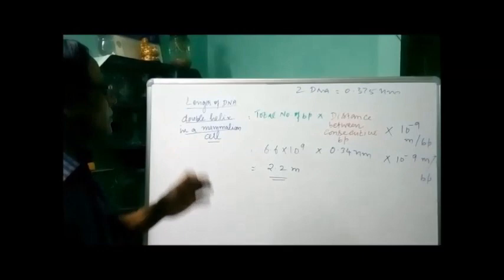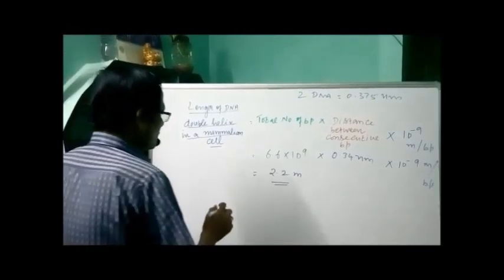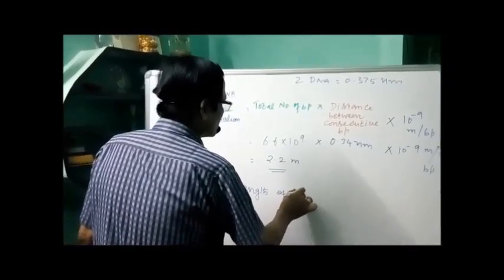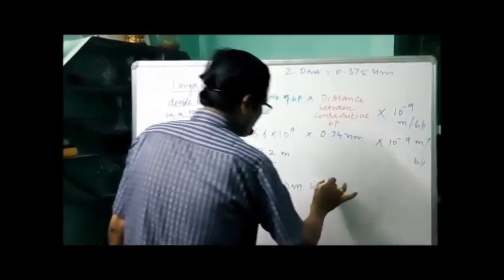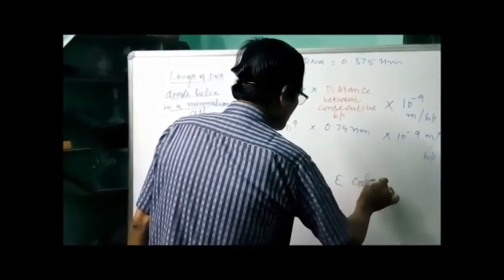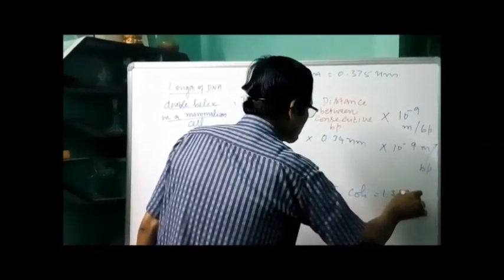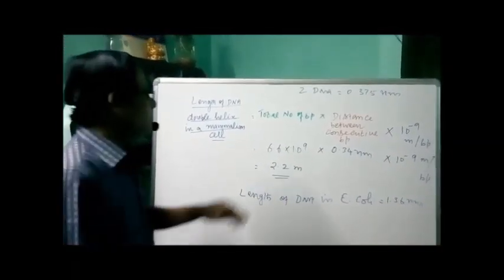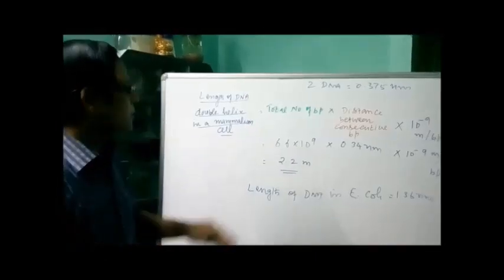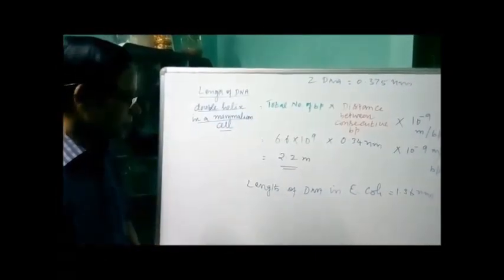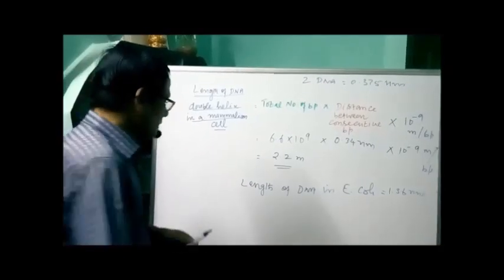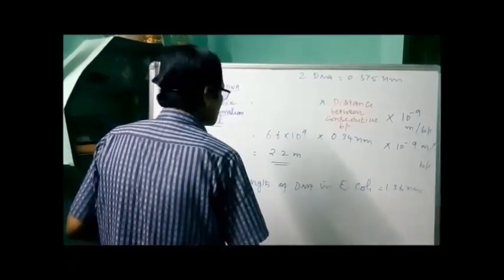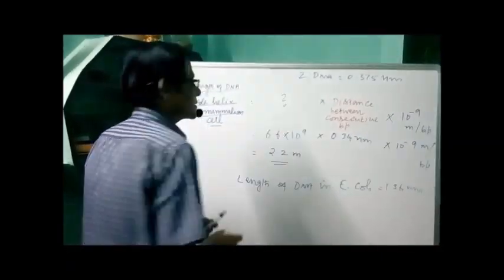Suppose the total length is given and the number of base pairs is asked. For example, in one problem, the length of DNA in E. coli is given as 1.36 nanometer. They are asking to calculate the total number of base pairs, not the length. The length is already given. You have to calculate the total number of base pairs. The question is how to calculate the number of base pairs.